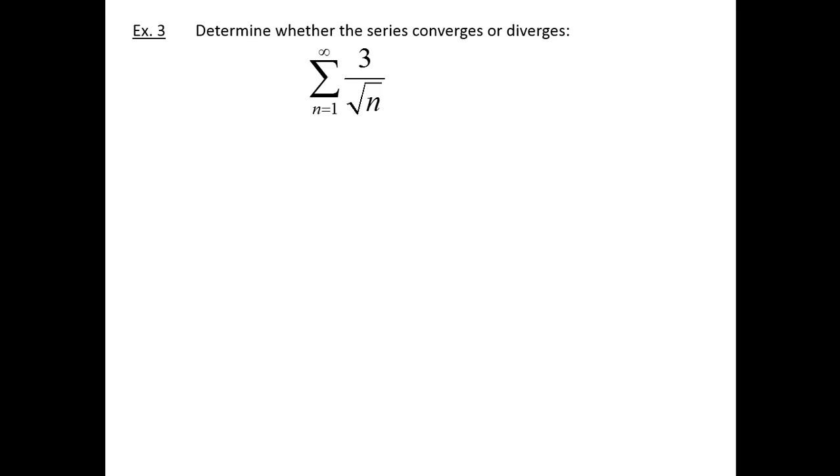Take a look at this example. So we have this series 3 over square root of n. And of course, note that that is a p-series because that could be 3 over n to the 1/2. In this case, p is 1/2, less than 1. So based on the rules we just mentioned, that means that the series diverges.